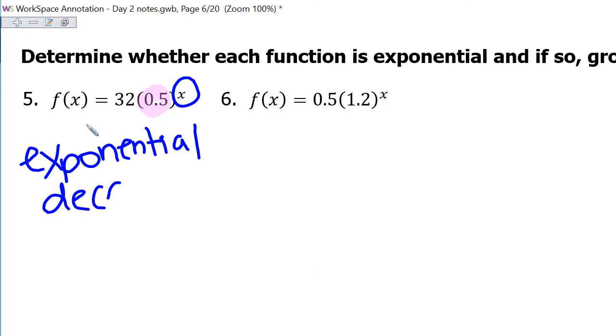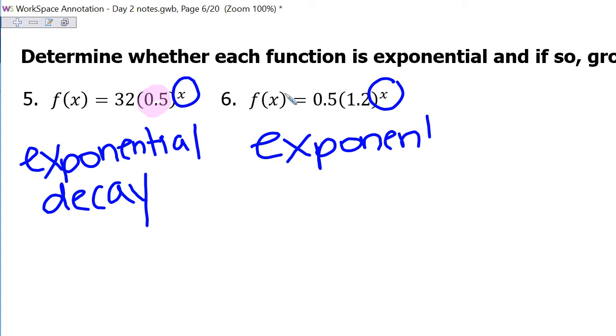And then number 6, is that one exponential? Yes, because x is an exponent. So yes, this one is exponential. If it is, you have to decide is it growth or decay. So look at this value right here. And is that number bigger than 1 or is it between 0 and 1? So if it's bigger than 1, is that growth or decay? Growth.